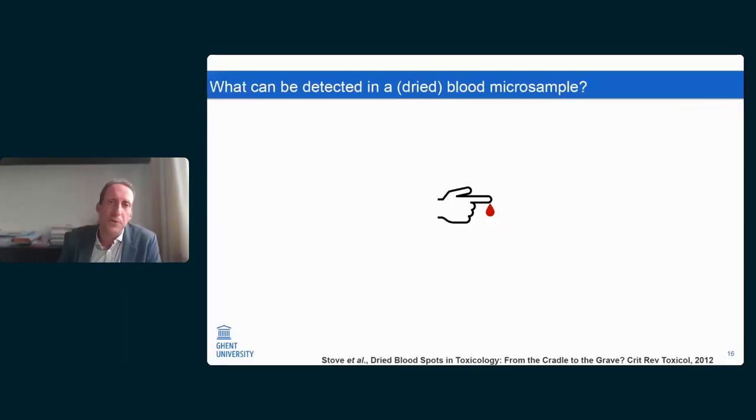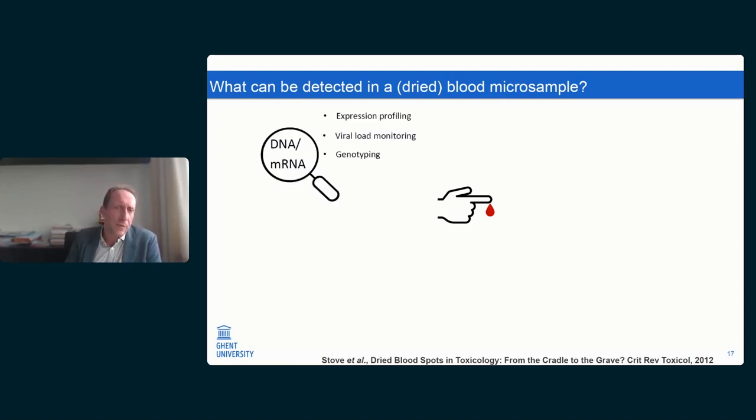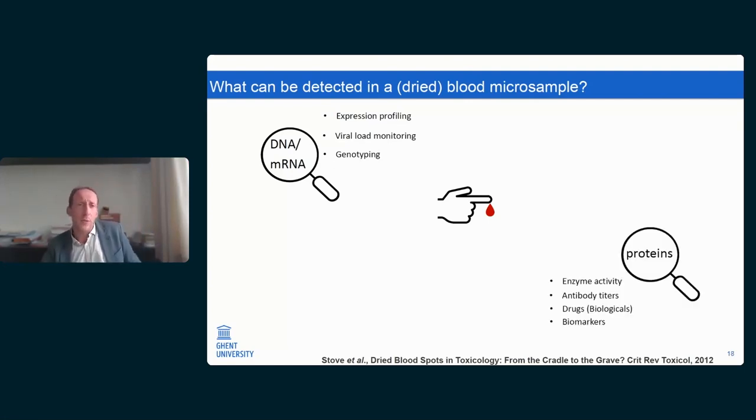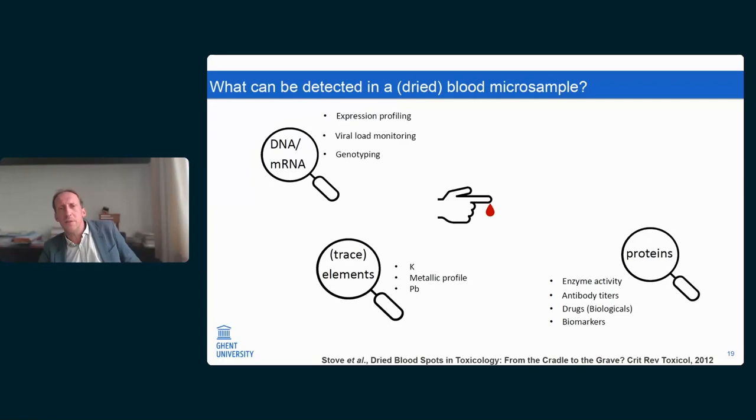More specifically, if we consider what can be detected in a dry blood microsample, my answer would be typically sort of everything can be detected in a dry blood microsample. You can look at DNA and mRNA, for instance, considering expression profiling, viral load monitoring, genotyping. These are possibilities. You can look at proteins. For instance, you can consider the enzyme activity, antibody titers. Think about, for instance, antibody titer monitoring during the pandemic. Drugs, there's more and more biologicals which are being marketed, biomarkers, and so on. You can also look at trace elements.